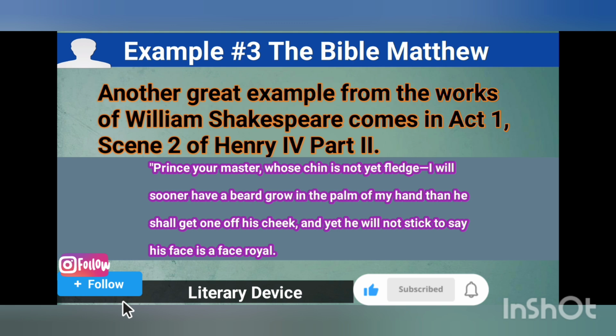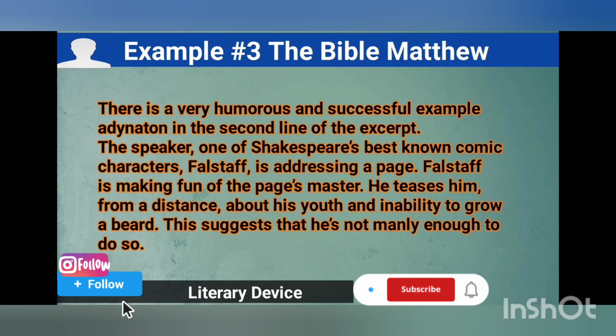There is a very humorous and successful example identified in the second line of the excerpt. The speaker, one of Shakespeare's best known comic characters, Falstaff, is addressing a page. Falstaff is making fun of the page's master. He teases him from a distance about his youth and inability to grow a beard.